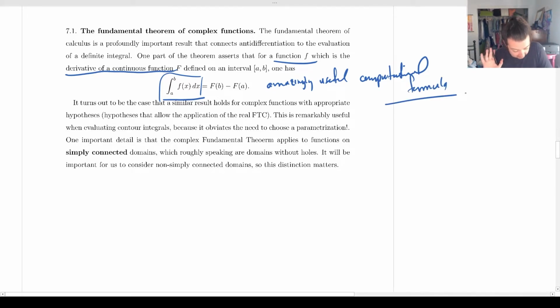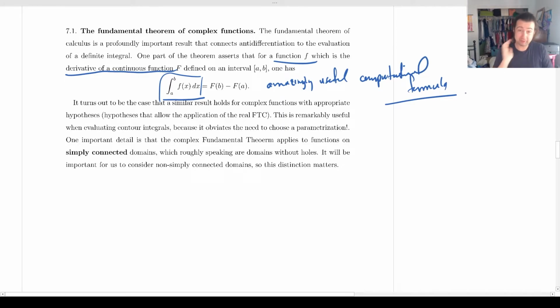Amazingly useful. And it turns out, perhaps unsurprisingly, given that we keep talking about how complex analysis is just an extension of real calculus, that complex calculus also has a fundamental theorem. The hypotheses are slightly different, but they're chosen in such a way so that the pieces of the complex integral can have the real fundamental theorem applied to them.